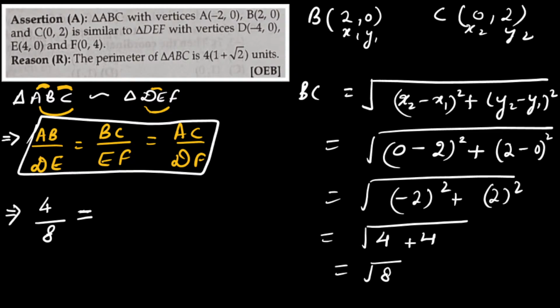So let us check BC again: 0 minus 2 and 2 minus 0. We have found square root of 8. If you simplify square root of 8 further, 8 is like 2 into 2 into 2. I missed a square. Where did I miss the square?